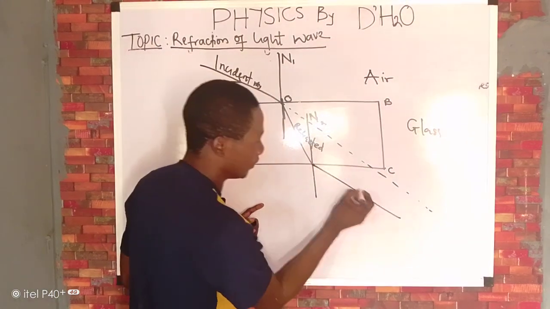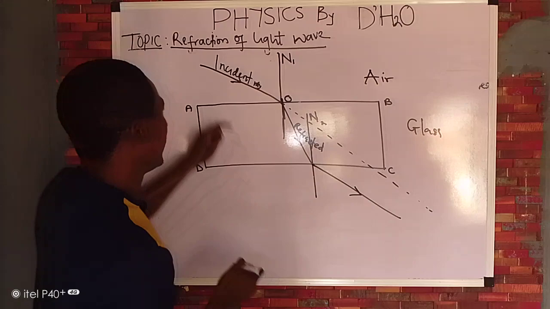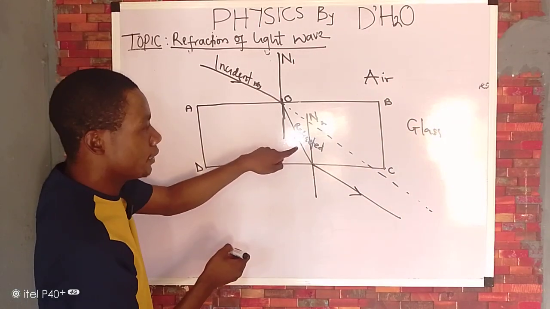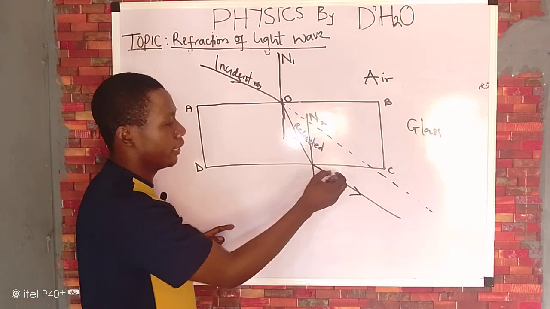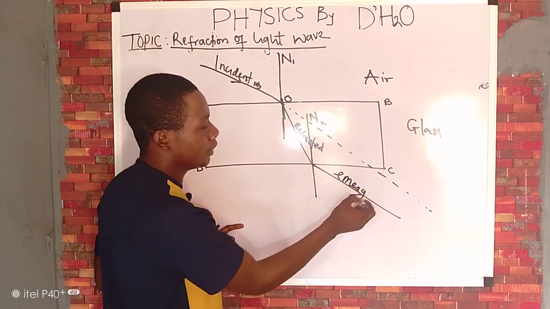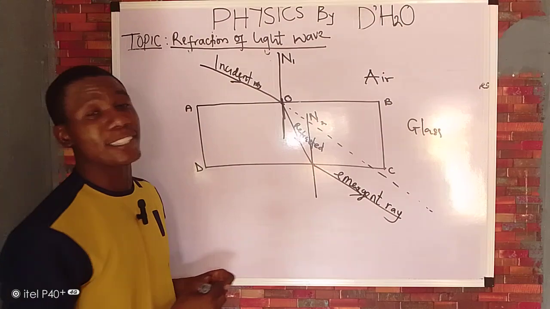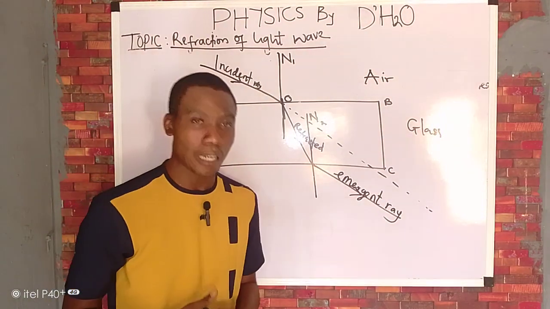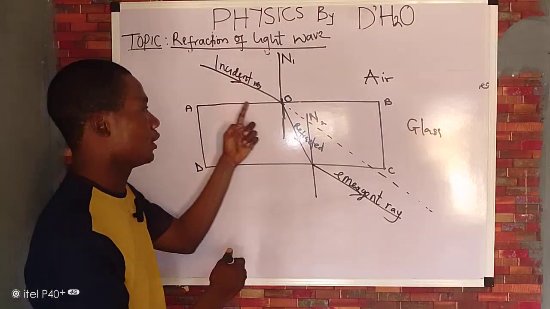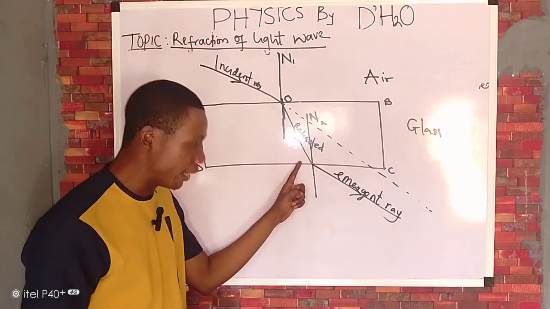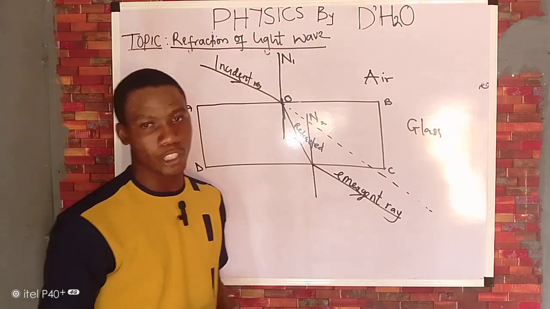to bend again. Okay? Then don't forget I said this is the incident ray, this is the refracted ray. This ray is called the emergent ray. What does an emergent ray mean? It simply means the refracted ray that emerges out from the glass prism. Okay? This is your incident ray, this is your refracted ray, while this is your emergent ray.